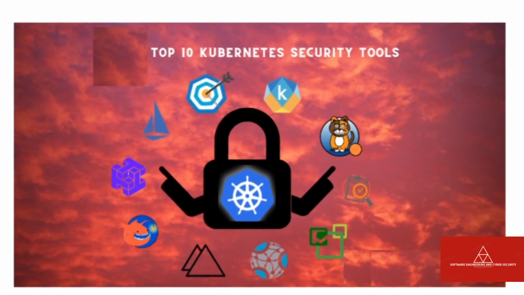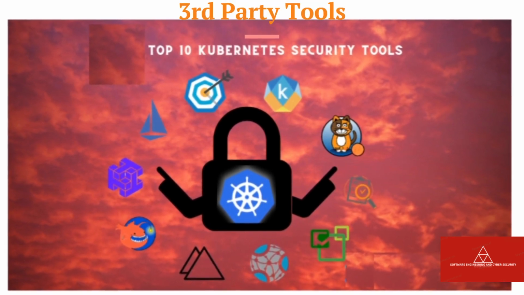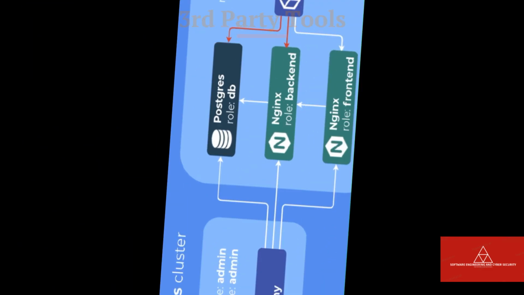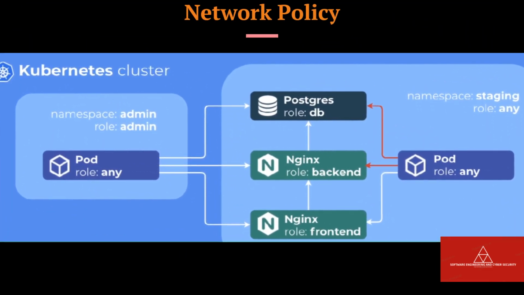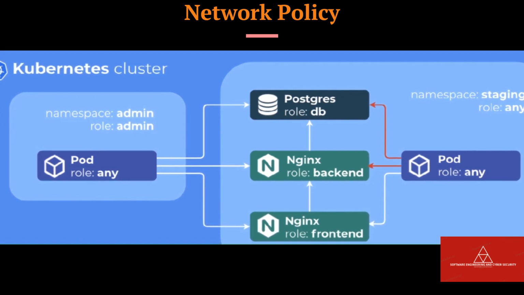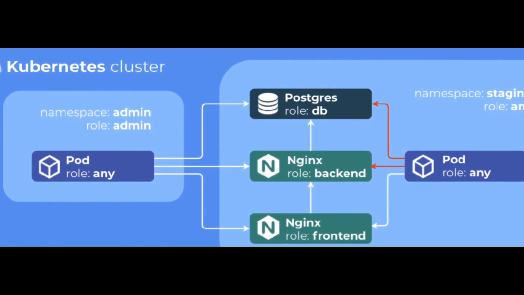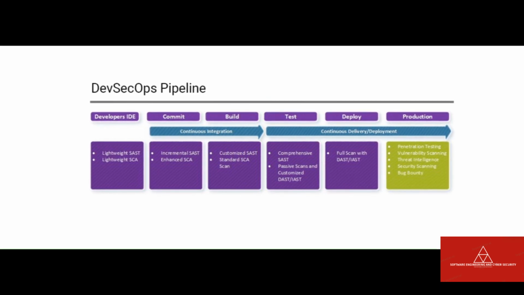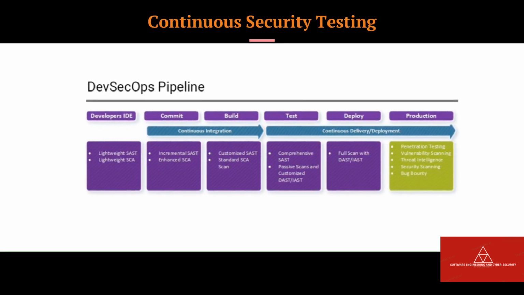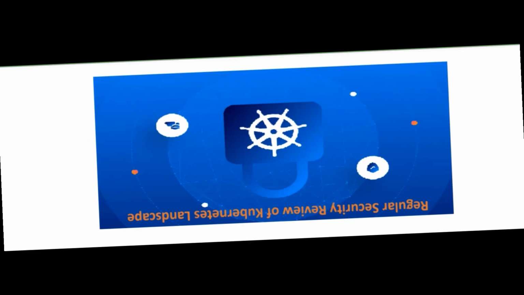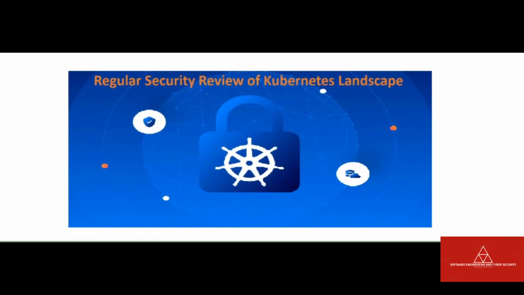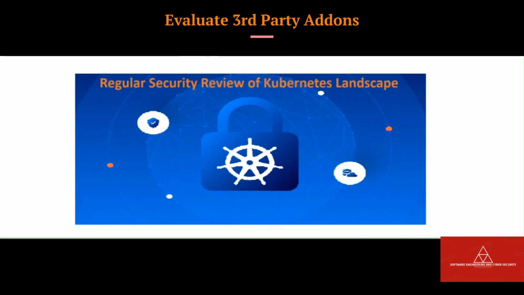Third-party security tools. Consider using third-party security tools and solutions that are purpose-built for Kubernetes security. Implement network policies. Define and enforce network policies to control traffic between pods, ensuring that only necessary communication is allowed. Continuous security testing. Integrate security testing into your CI/CD pipeline to catch vulnerabilities early in the development process. Limit third-party add-ons. Be cautious when installing third-party add-ons and only use trusted sources. Each additional component can introduce new security risks.